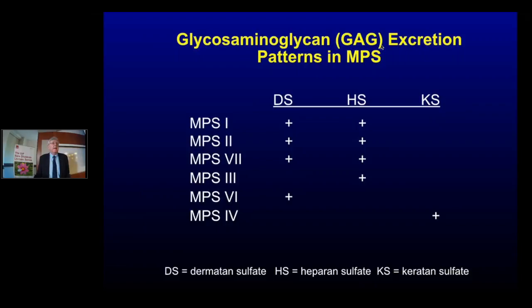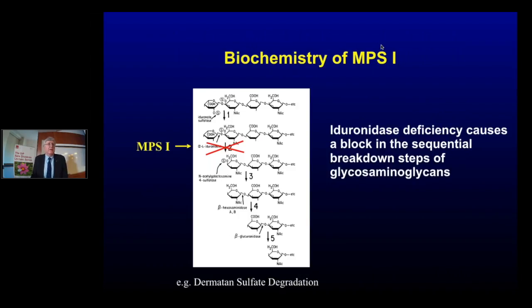What's the biochemistry of the MPSs? They're all due to enzyme deficiencies involved in the breakdown of glycosaminoglycans. The uniqueness is that these enzymes only work on the non-reducing terminal ends of the repeating disaccharides called glycosaminoglycans. Here's an example where you're missing the MPS I enzyme. You can't cleave an iduronic acid off, and therefore the rest of the chain does not get broken down, and you result in storage of that particular compound.